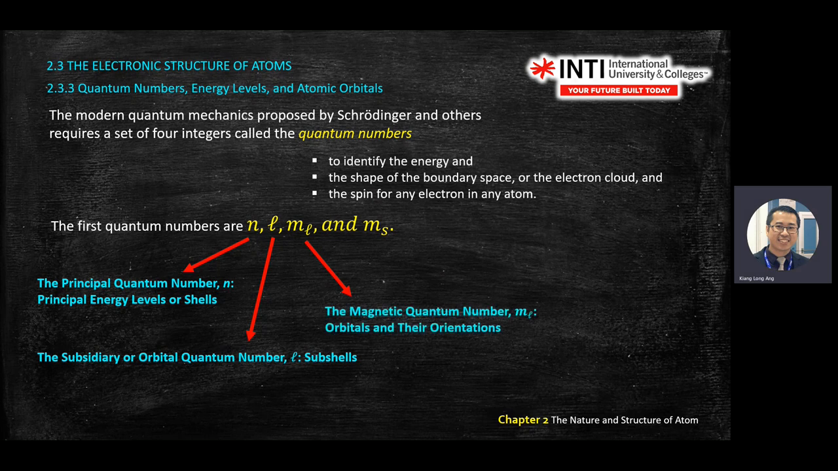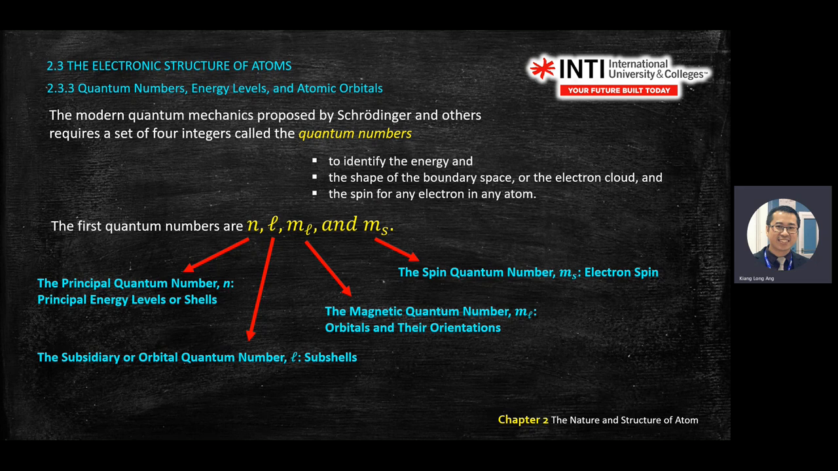The third one, m sub l, is the magnetic quantum number. It tells you the orbital and its orientation. The last one, m sub s, is the spin quantum number. It tells you the electron spin, clockwise or anticlockwise, positive side or negative side.